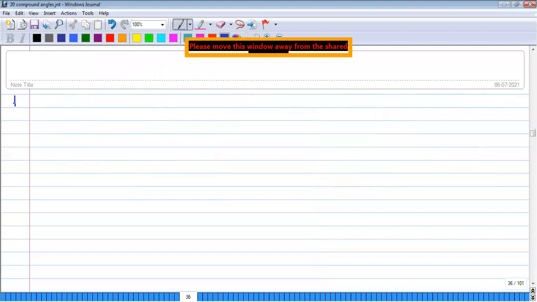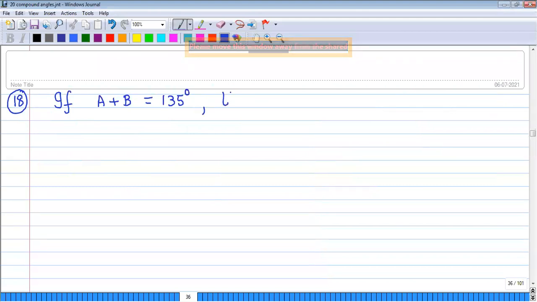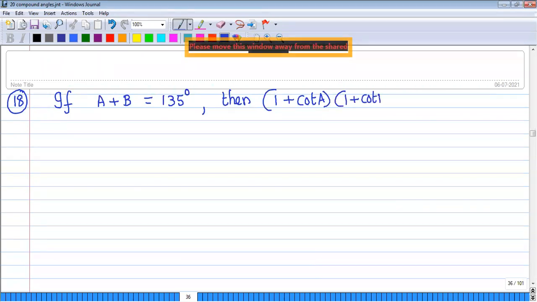Now the 18th problem. If A plus B equals 135 degrees, then 1 plus cot A multiplied with 1 plus cot B equals to: first option 1, second option 2, third option 3, fourth option 4. This is a standard result only.